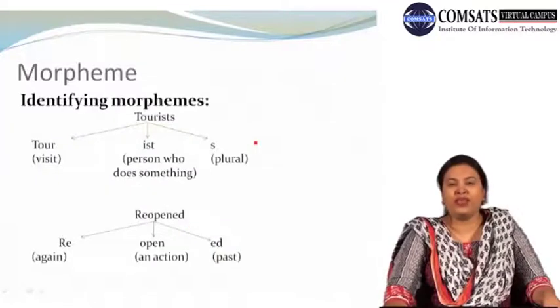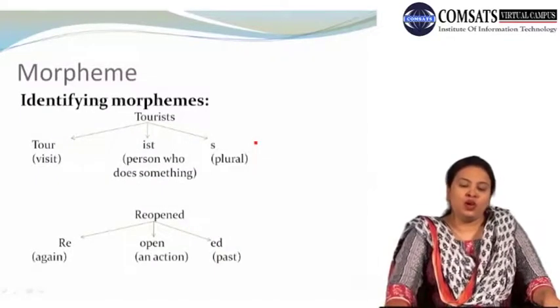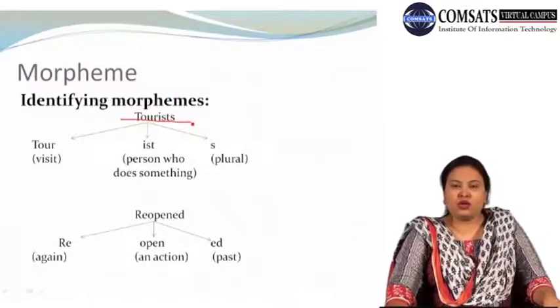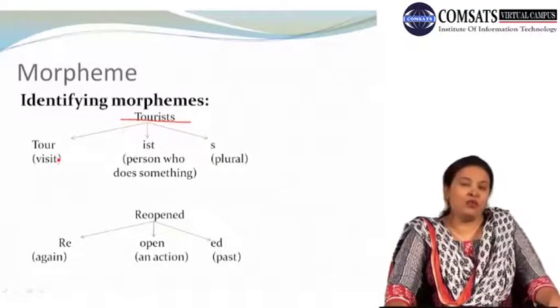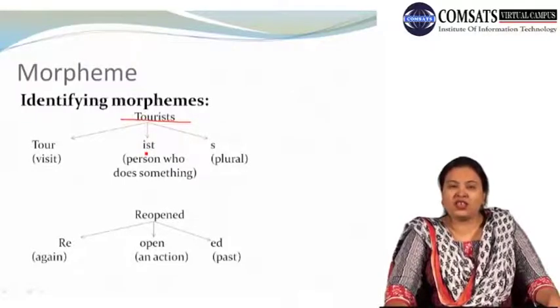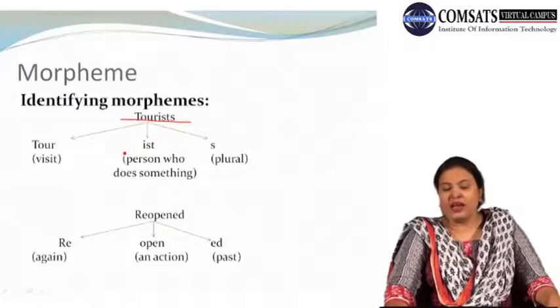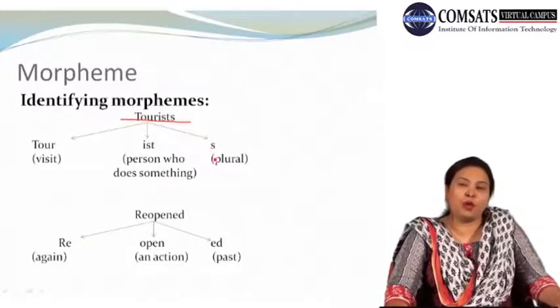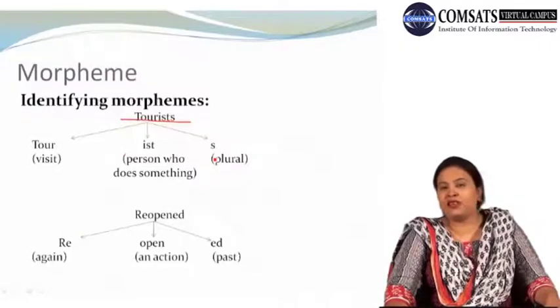Now, identifying morphemes, I have shown you some examples. Look at the first word, tourist. Tourist: tour, ist and s. Tour has the meaning visit, one morpheme. We use ist to show a person who does something, for example, biologist, chemist. So ist means a person who does something with respect to the previous root word. So ist is a morpheme, and s is making it plural, so s is a morpheme. So the word tourist is comprised of three morphemes: tour, ist and s.